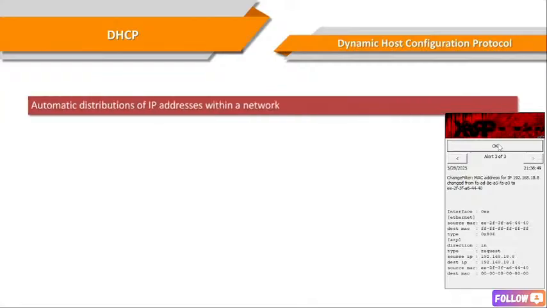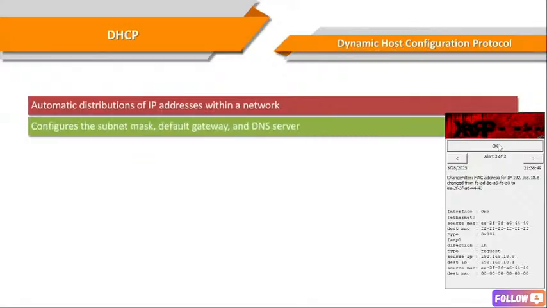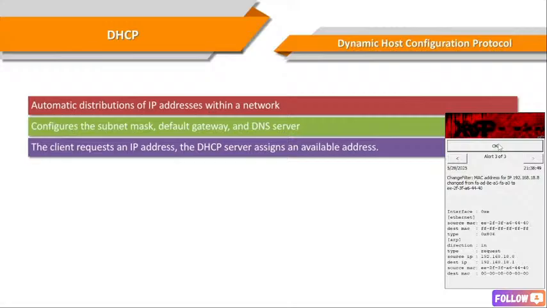Dynamic Host Configuration Protocol, DHCP. Now, it's a protocol used to provide automatic and central management for the distribution of IP addresses within a network. It's also used to configure the proper subnet mask, default gateway, and DNS server information on the device. In most homes and small businesses, the router acts as the DHCP server. In large networks, a single computer might act as a DHCP server. In short, the process goes like this.